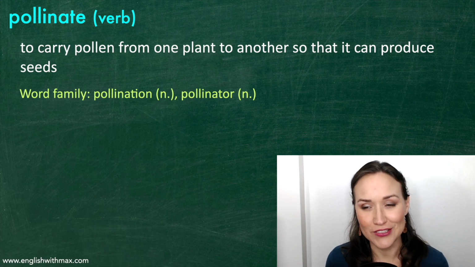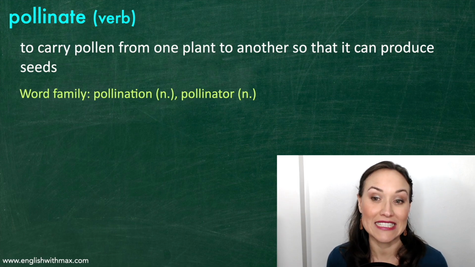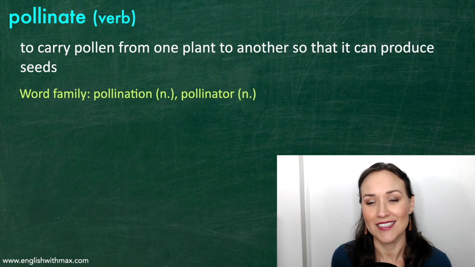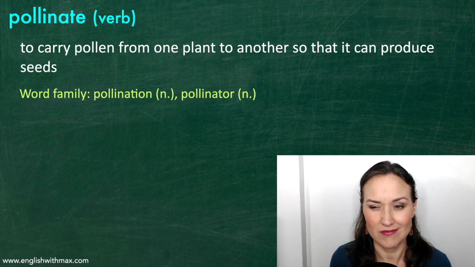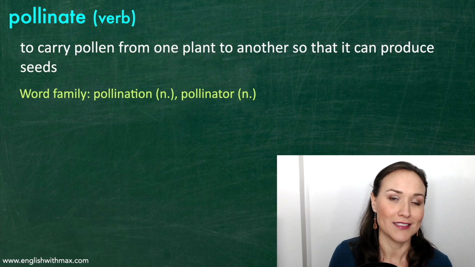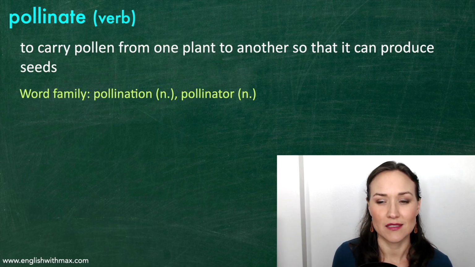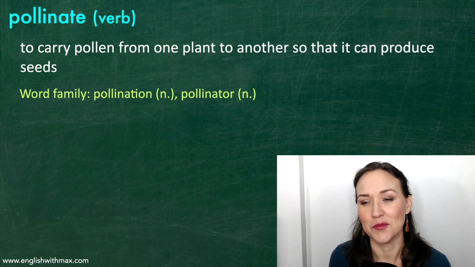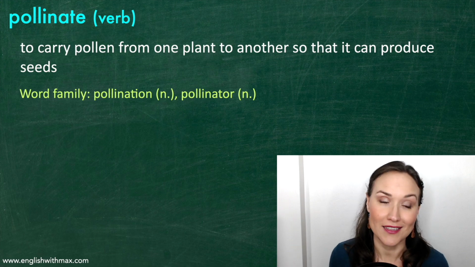And yes, I do know that technically an insect is an animal, but that's just how we talk in English. We often talk about animals and insects. Just like a tree is a plant, but we often say plants and trees.